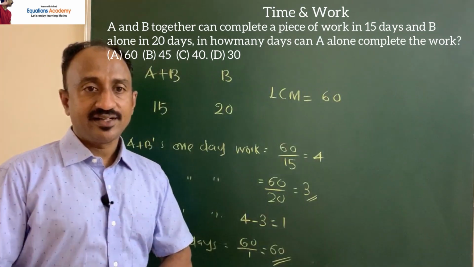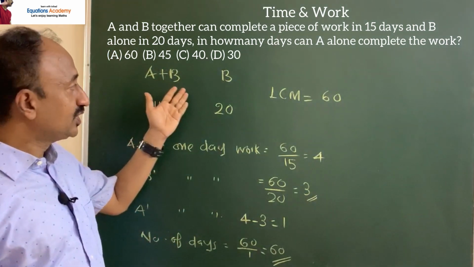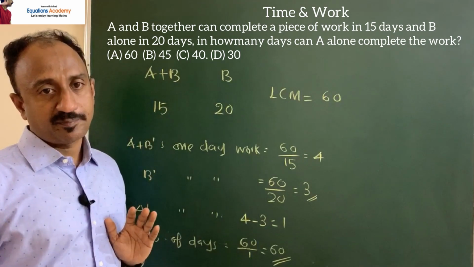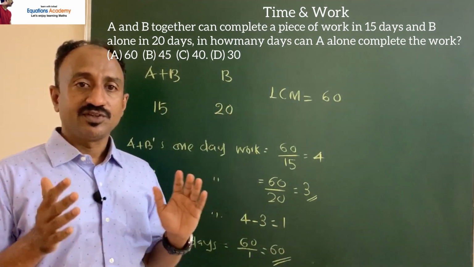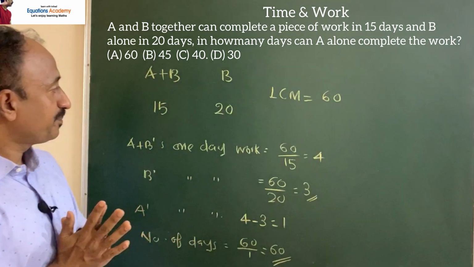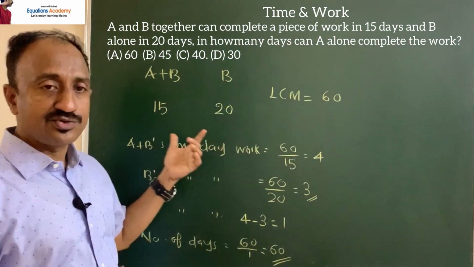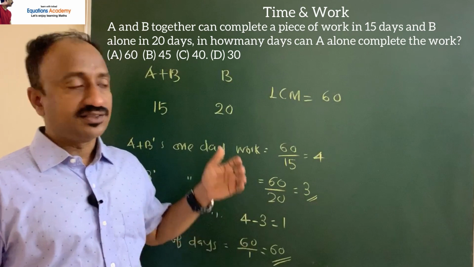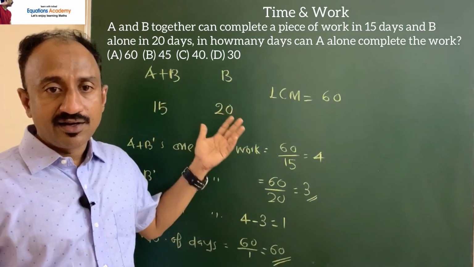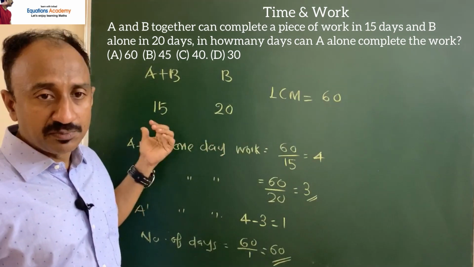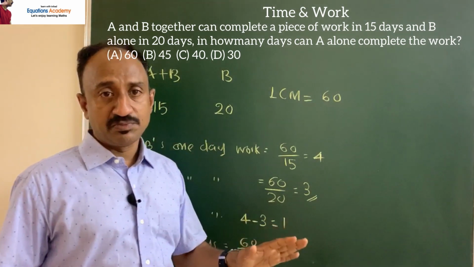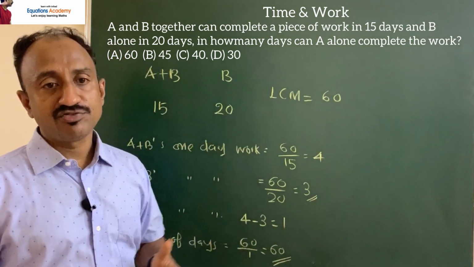So what is given? A and B together will take 15 days and B alone will take 20 days. We'll find the LCM first. What is the LCM of 20 and 15? Take the greater number, that is 20. Check whether 20 is divisible by 15. 20 is not divisible by 15. So take double of 20, 40.